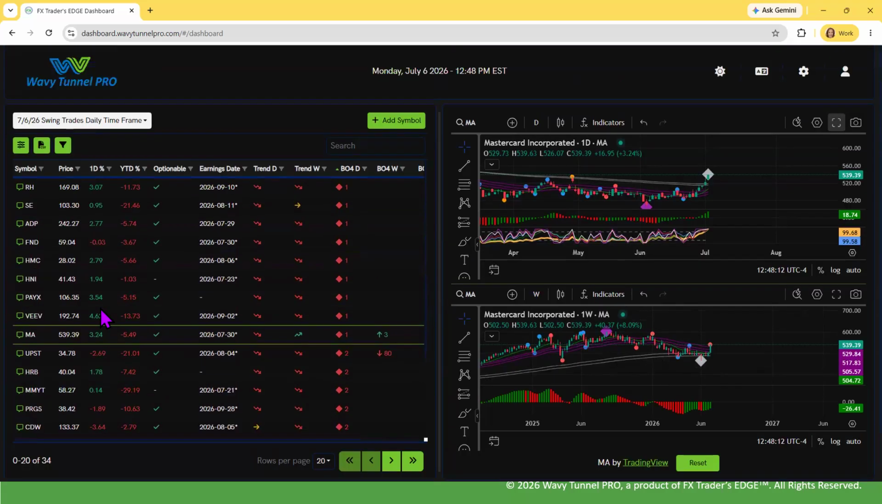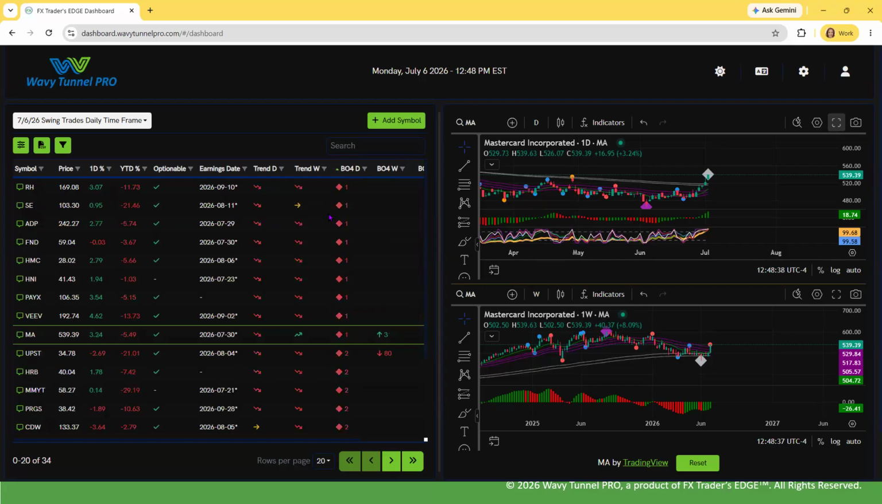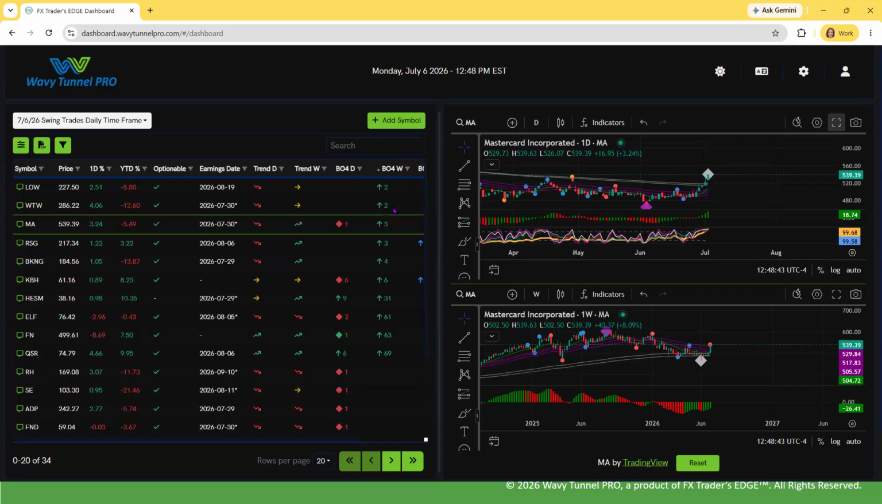So there are 34 stocks on the 7-6 swing trades. It says daily time frame, but I'm going to change that to weekly and daily, and we have some longs and shorts here. If I just click on the longs, I'm filtering now for longs. These are all of the longs, and these are all of the shorts. And we have a few weeklies here. Few weekly longs. Here they are.